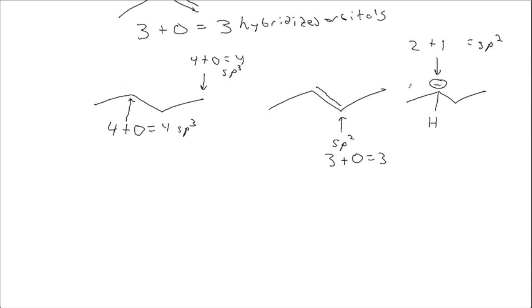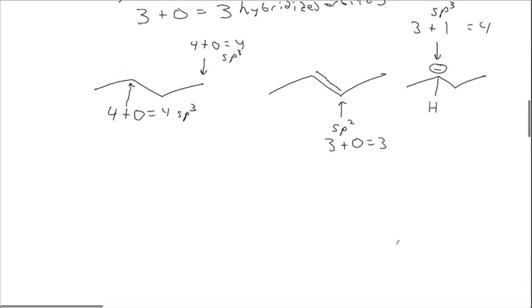Okay, so to try again, how many attached atoms are there on that carbon? 3. And how many lone pairs? 1, because the table we worked on before told us that. So what's the hybridization? sp3. Okay, so it looks like this one we got incorrect originally, but now we have the correct answer. That's going to be sp3. Good.